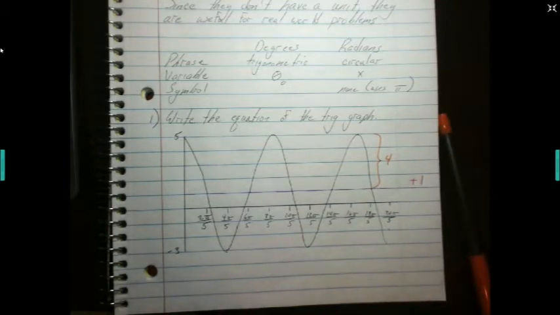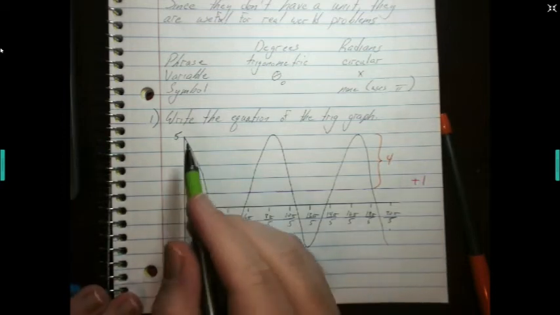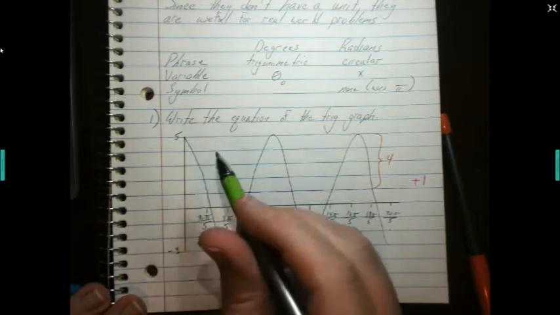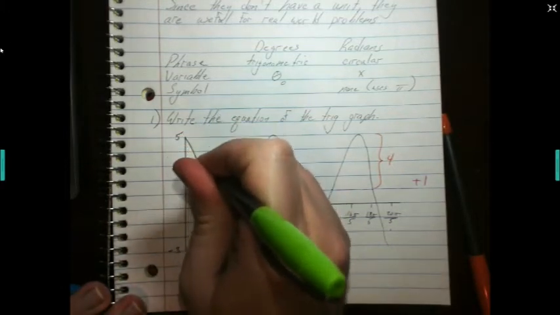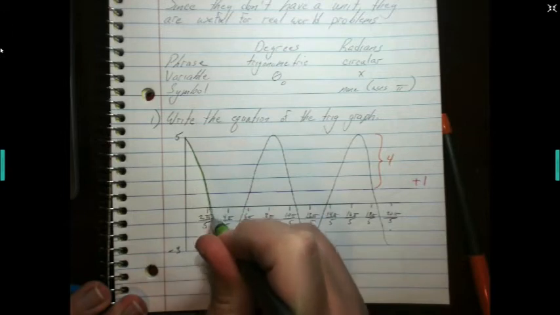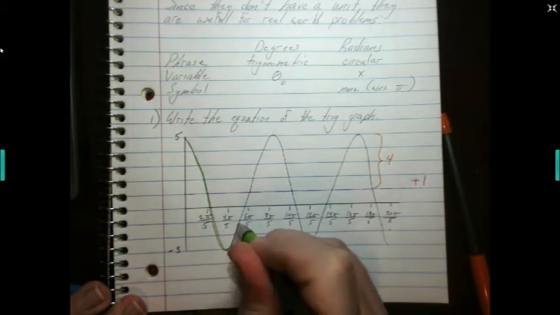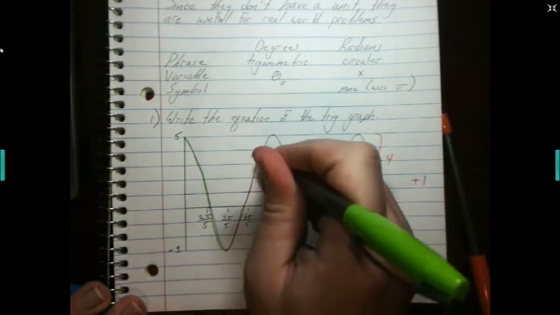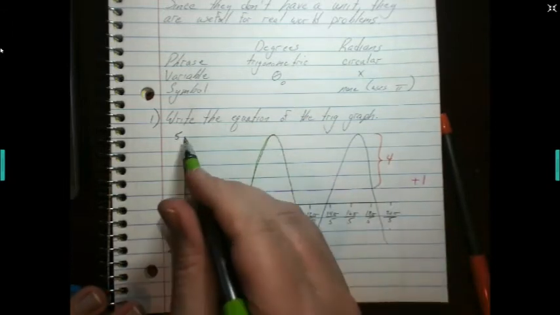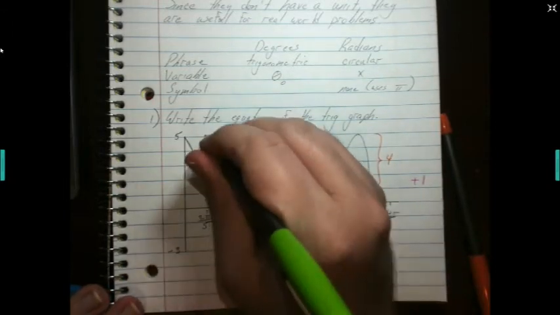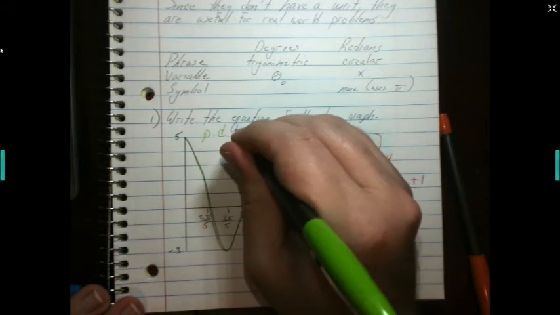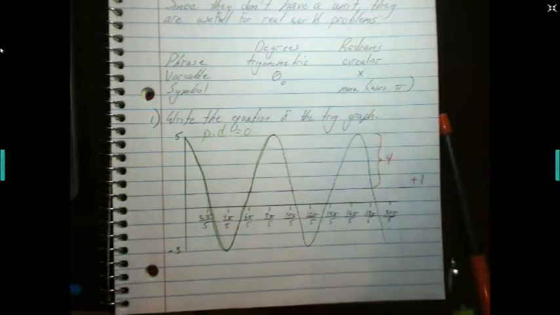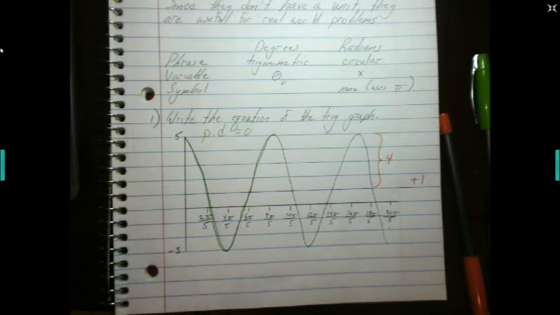So let's find one cycle. Now I'm looking at this and it's starting up here at the maximum. So this right here is one cycle of cosine. Remember, cosine starts at the max, sine starts at the min. Since it's starting here, my phase displacement is 0. There's no phase displacement. It already starts where it normally would. Now we just need to figure out our b value.